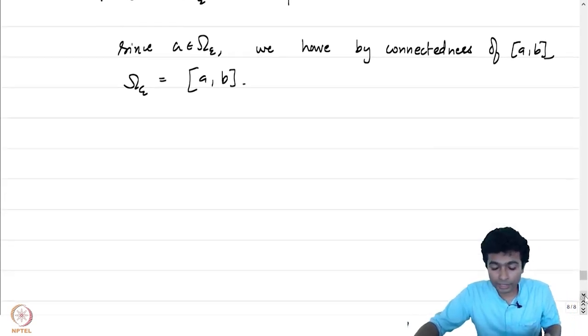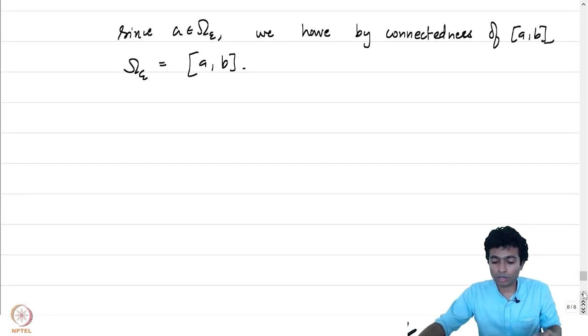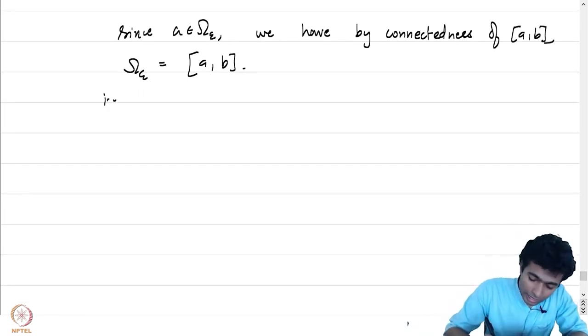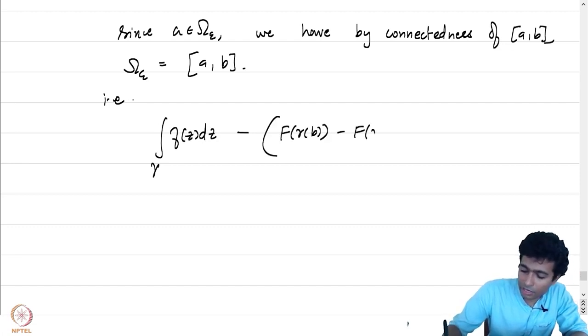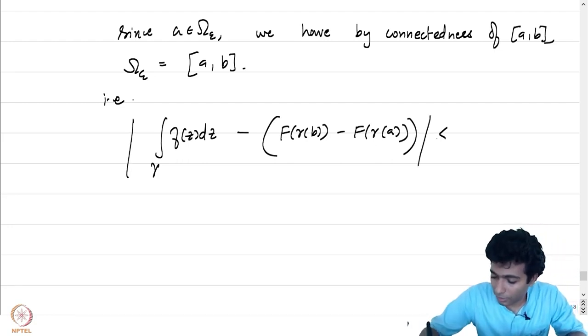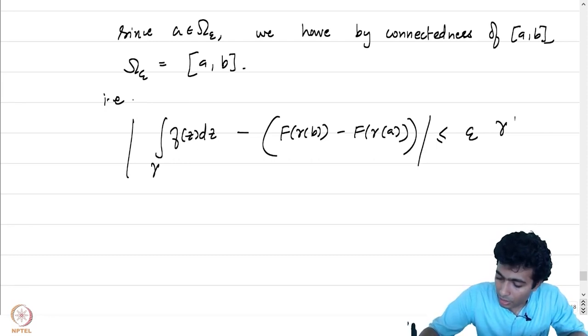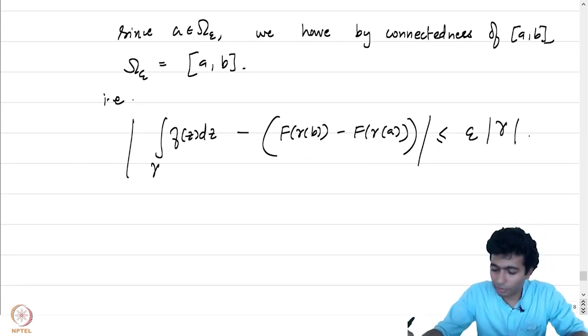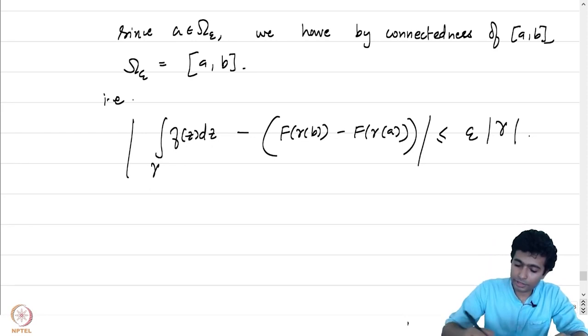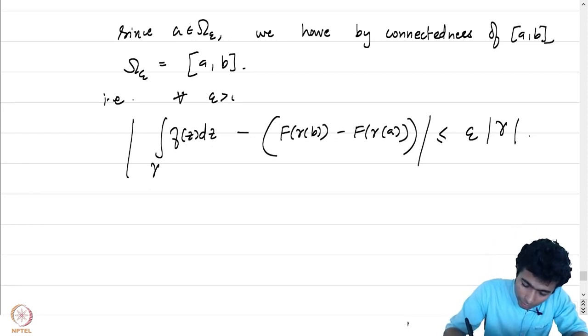So, let us recall what it means to say that omega epsilon is equal to [a, b]. It means that the absolute value of the integral of f(z) dz over gamma minus f(gamma(b)) plus f(gamma(a)) is less than or equal to epsilon times the arc length of gamma restricted to [a, b], which is exactly equal to the arc length of gamma. But our choice of epsilon was arbitrary. This is true for all epsilon positive.